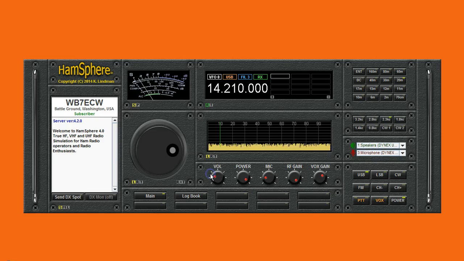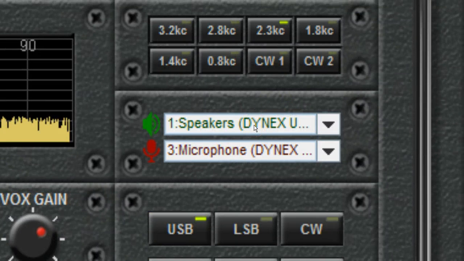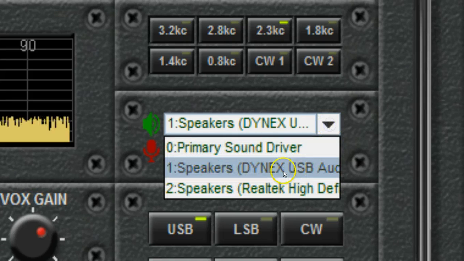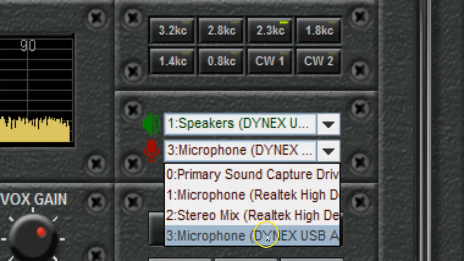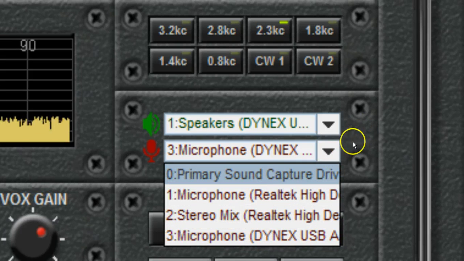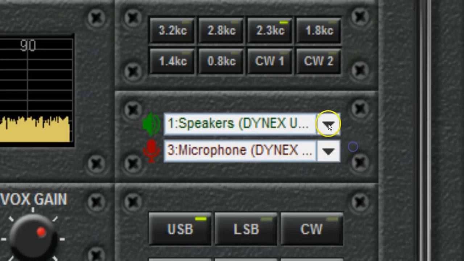Alright, I have now launched HamSphere 4.0. You may not even hear any audio if the audio selector is not set correctly for your system. In my system, I use my USB headset for both my speaker and my microphone. This is not the first time I've launched this. Otherwise, I would be on the default primary sound capture and primary sound driver. I've already set mine up.